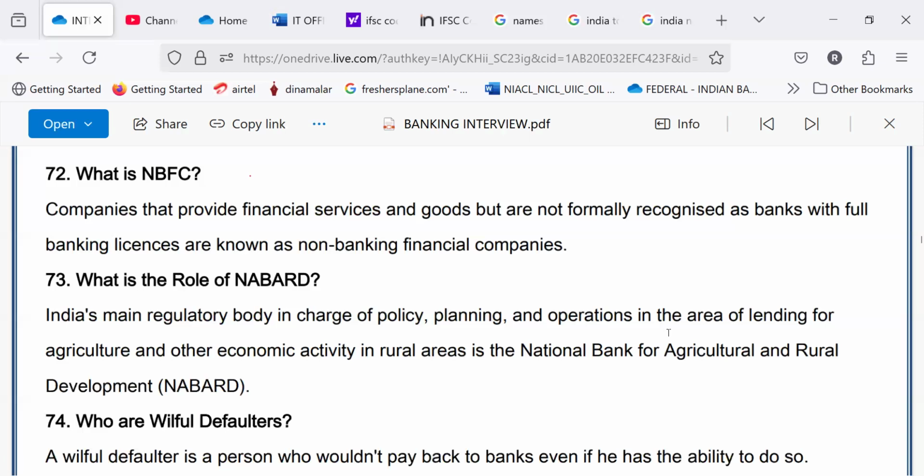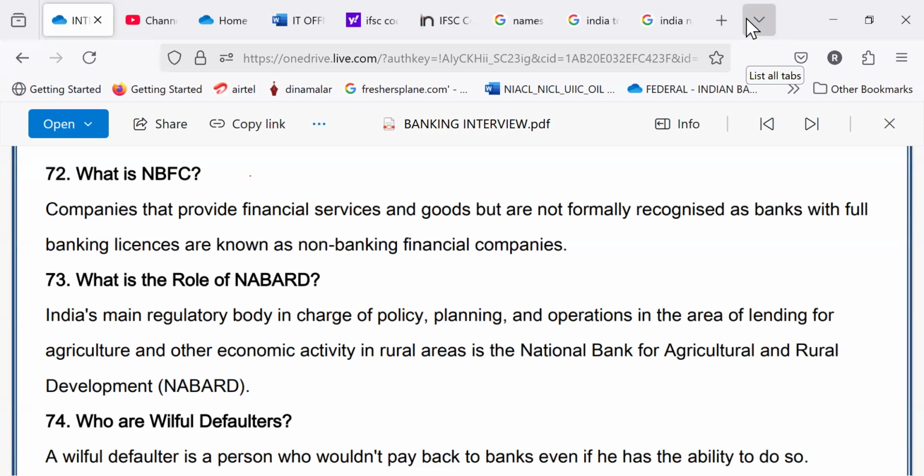But one thing, whenever they ask NBFC, they will also ask, can you tell the names of a few NBFCs? So please go to Google and search famous NBFCs in your state. For example, in Tamil Nadu, Sundaram Finance, then Shriram Transport, Power Finance Corporation. These are known as famous NBFCs. So please search for your state. There will be some NBFCs. At least 3 or 4 names you must remember.